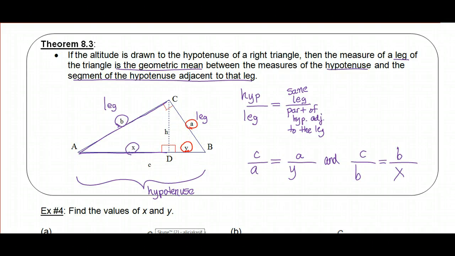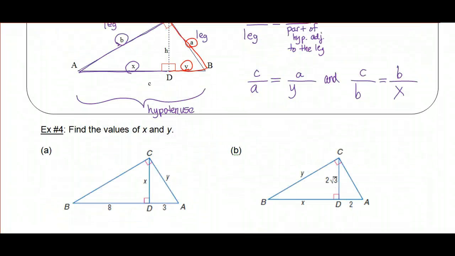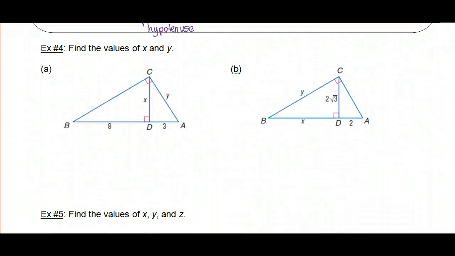So it depends on which leg we're referring to, that will determine which segment we want from the hypotenuse. Wait, can it not be the altitude? No, it says right here, the segment of the hypotenuse. So what if you need to find the altitude? If you have to find the altitude, you use the previous geometric mean here. Okay? It's so complicated. Okay, it sounds worse than it is.